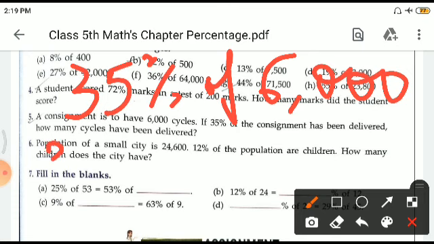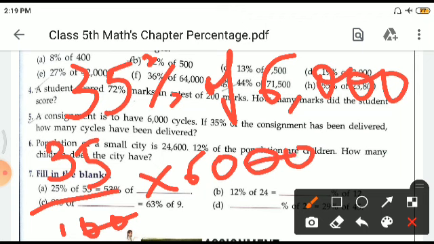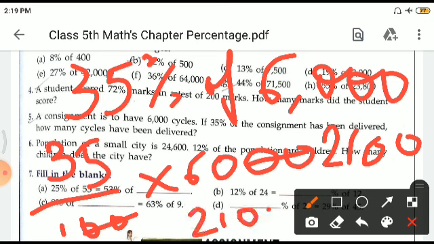So simple again, 35 upon 100 into 6,000. 2 zeros cancel out, and then we multiply, right? And we will be getting 0, 6 fives are 30, 0 and carry forward 3, 6 threes are 18, 19, 20, 21. So the answer is 2100, right? That is the number of cycles in the consignment which have been delivered, right?